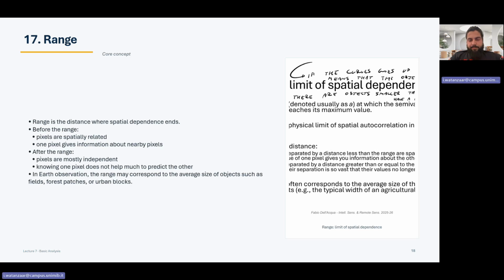And why is it an object average? Maybe in a single object we can have multiple reflectance values. So in a single area, the range shows the spatial covariance, where pixels are related to each other. Based on that region, we take an average of the objects, like we said: fields, forest patches, or urban blocks.